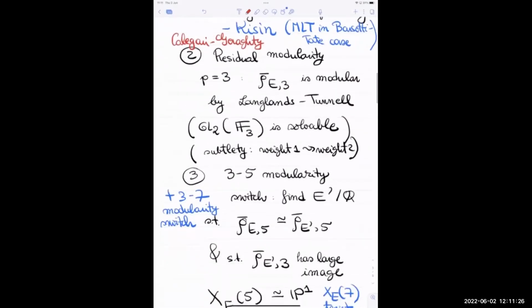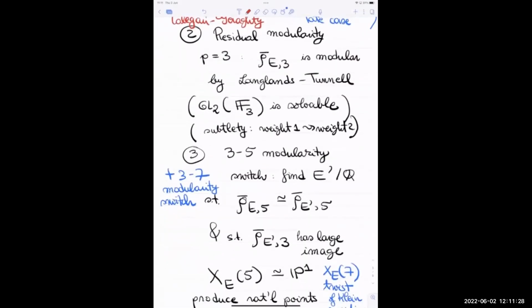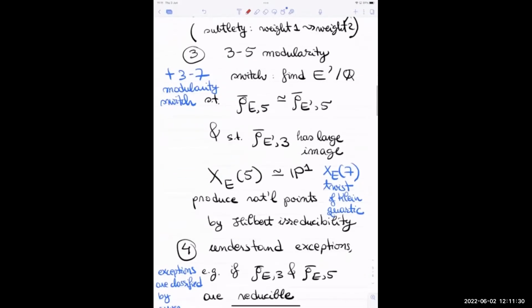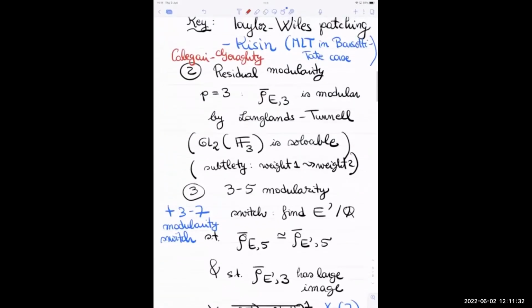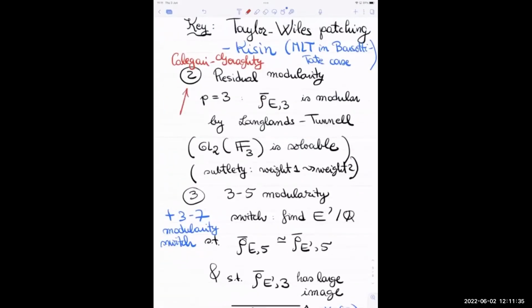The residual modularity. So both step 2 and step 3, both of these are provided, as I mentioned before, by this paper of Allen-Khare-Thorne, which is from 2019. So they prove very strong residual modularity results, mod 3 and mod 5.